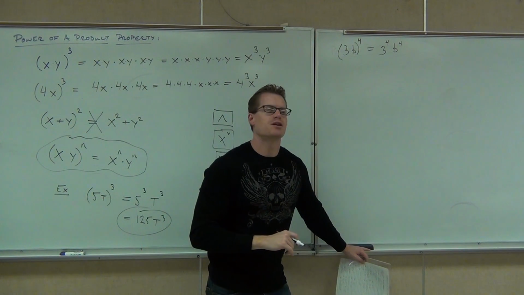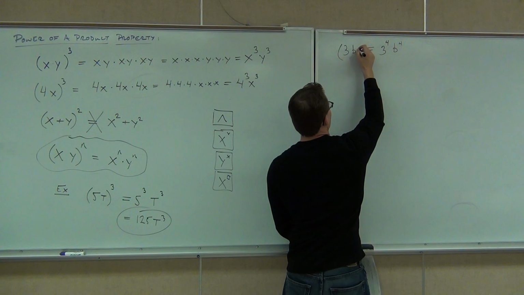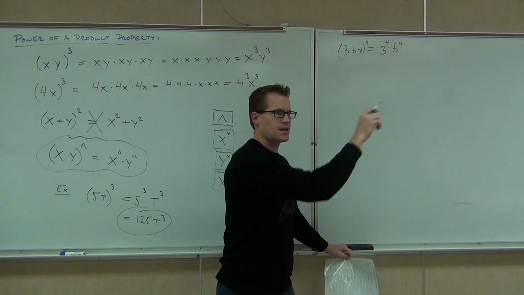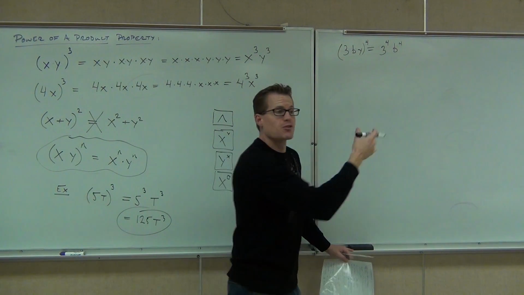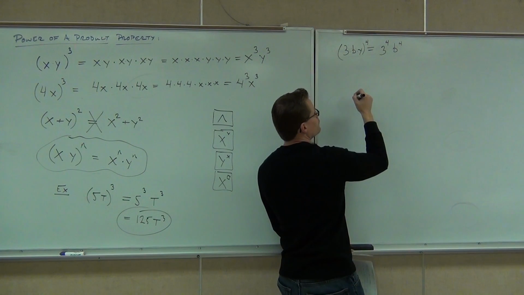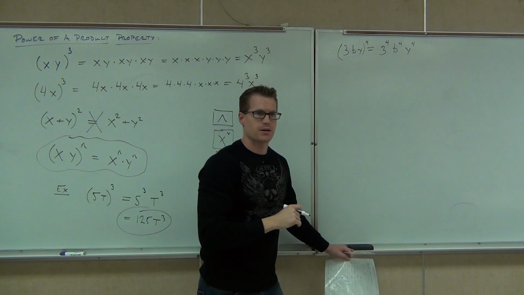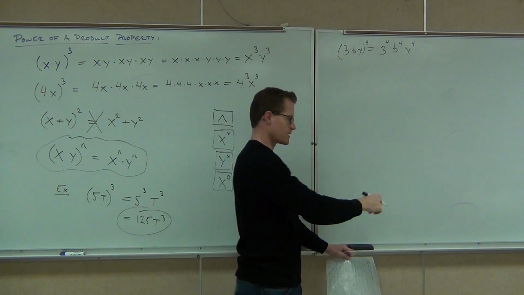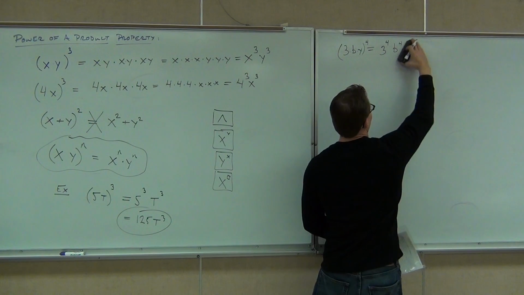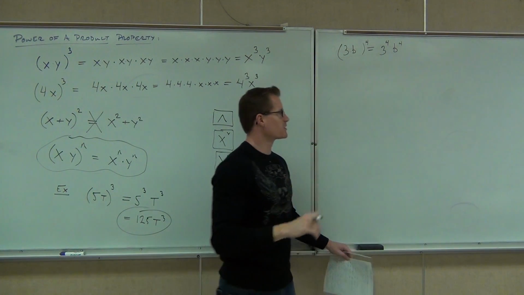Hey, by the way, if I had another thing in here, such as a y to the 4th, would I have to have anything else on the end of that? Yeah. I would have a y to the 4th. It means everything in there. So if it was 3 times b times y, I'd also have a y to the 4th. Everything that's being multiplied gets exponented, if you want to say that. Gets powered. Just wanted to make sure you saw that, okay?